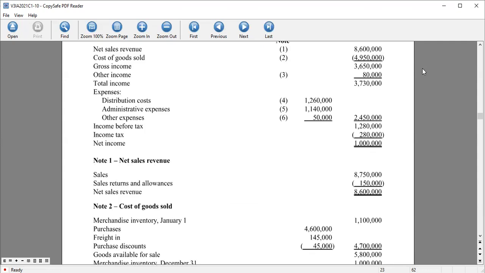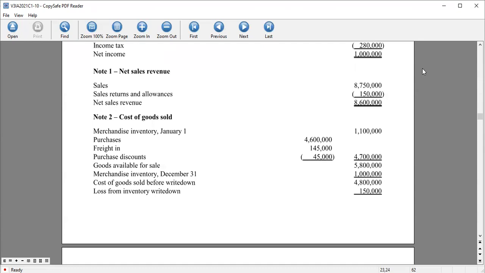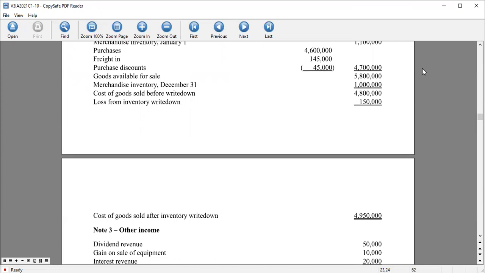Okay. For note number 1, we have the net sales revenue giving us the net sales of 8,600,000. Then cost of goods sold, take note that this is a merchandising concern. For this one is a manufacturing concern. That's why we involve the manufacturing cost and the cost of goods manufactured. So now with cost of goods sold, we have the merchandise inventory on January 1. We add purchases and then add freight in, then deduct discounts. We have the goods available for sale. Then deduct your ending inventory, giving us the cost of goods sold before the write-down and loss from inventory write-down in the amount of 150,000. So ending up with cost of goods sold after the inventory write-down.